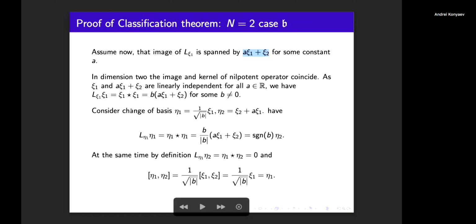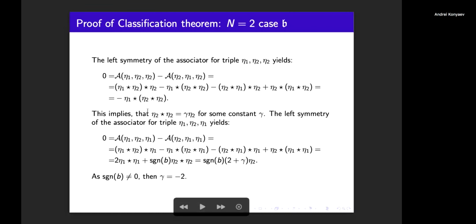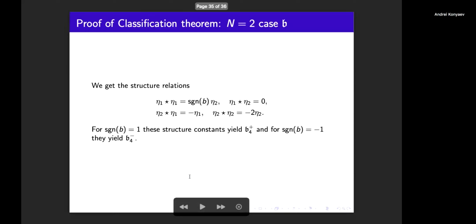So if B is not 0, then we do a change of coordinates, which goes like this. It's always a good change, because even if A is 0, then we have psi2 and psi1, and this coefficient is not 0. And we get that eta 1 times eta 1 is sign B, which means that the sign is important. And we apply the commutator, and applying the left symmetry 2 times, we get the following, that gamma equals 2, and we get the relations like this. Those are the final relations.